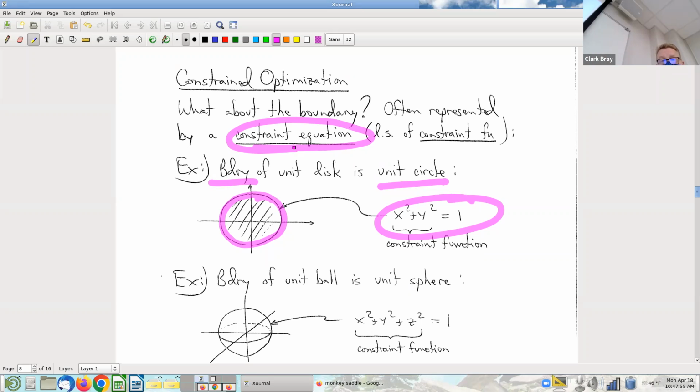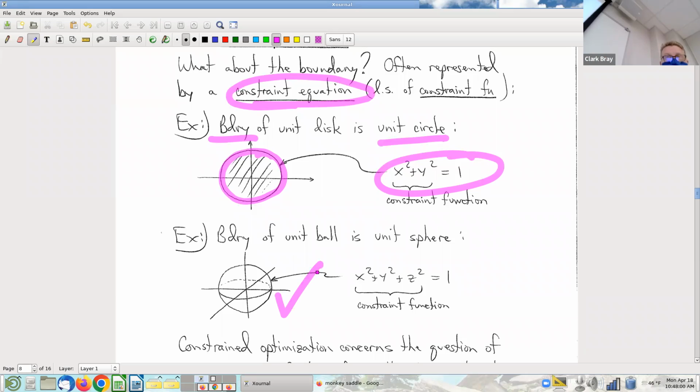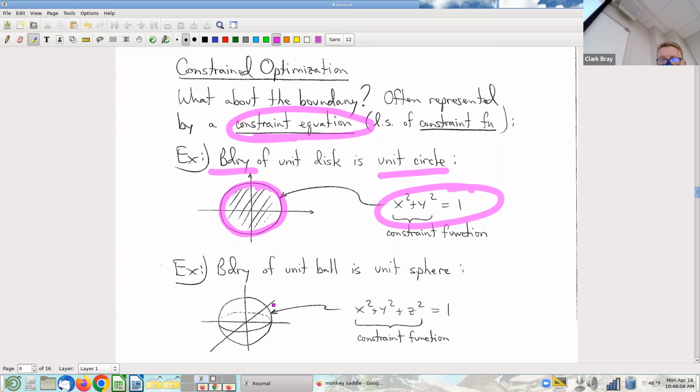Is this just in 2 dimensions or any dimensions? This works just as well in 3 dimensions. Absolutely. It's just easier to do the pictures in 2 dimensions. Okay, so we've got this thing called a constraint equation.